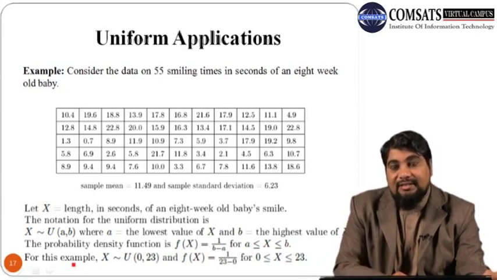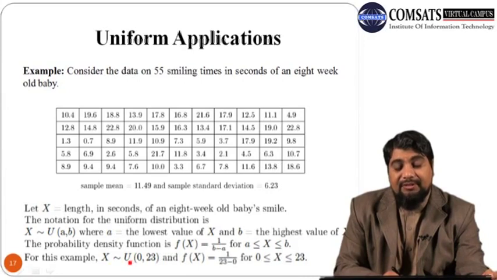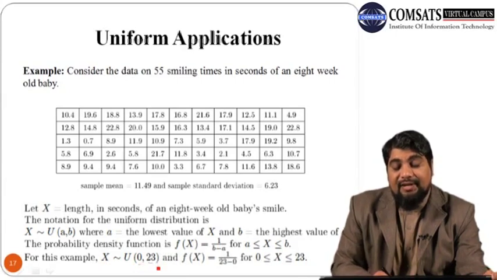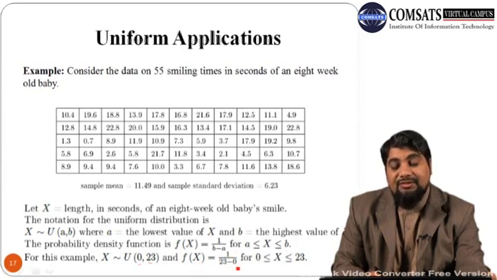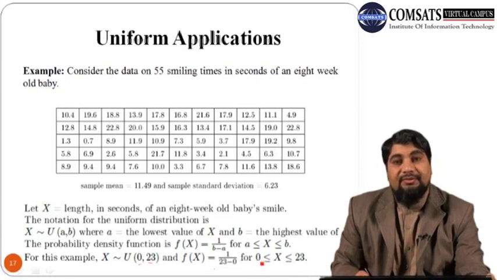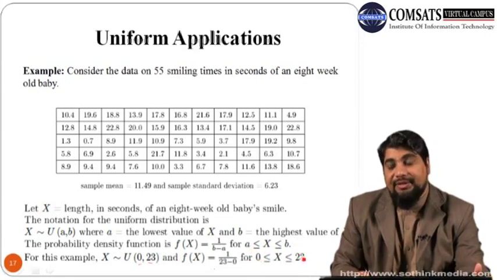As far as this current example is concerned, we can write it as X is a uniform random variable. It is distributed as uniform between 0 and 23, and the density function of this random variable X is 1 over B minus A. So 1 over 23 minus 0, which is 1 over 23 whenever X ranges from 0 to 23. So just replace A by 0 and B by 23.